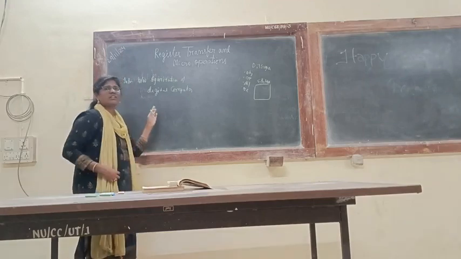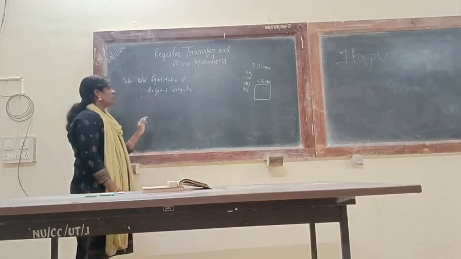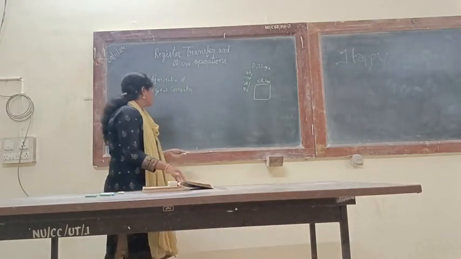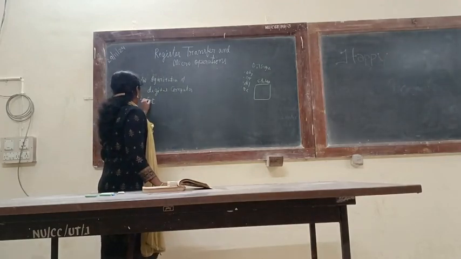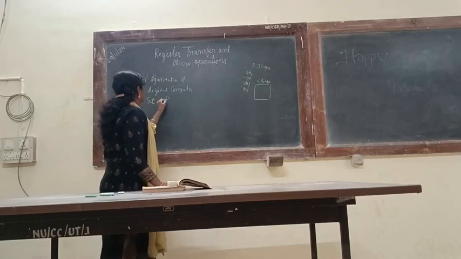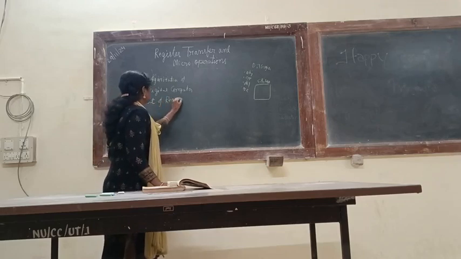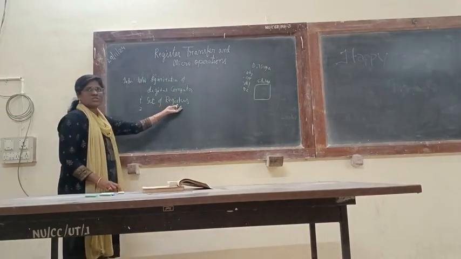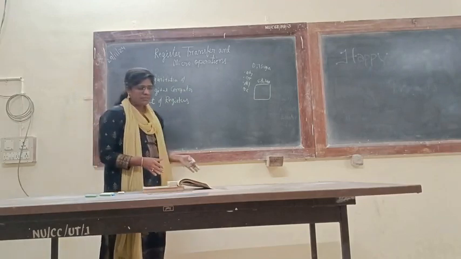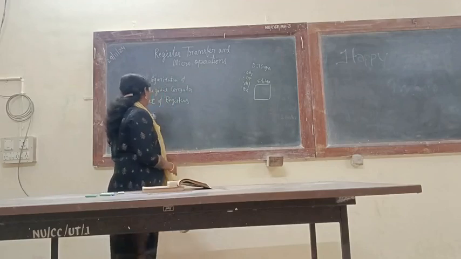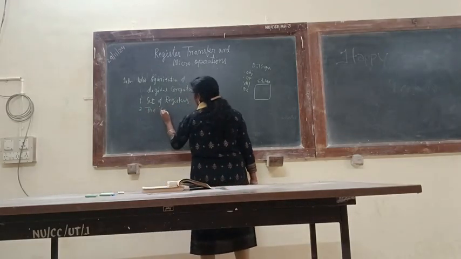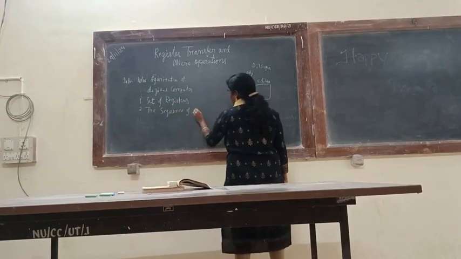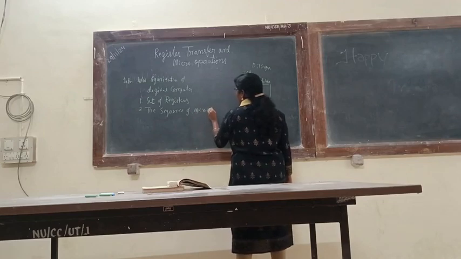So for that, what does the digital computer require? First of all, it requires a set of registers, because only in the registers can the data be stored. And the second one, the sequence of micro operations. This is the micro symbol. The sequence of micro operations.